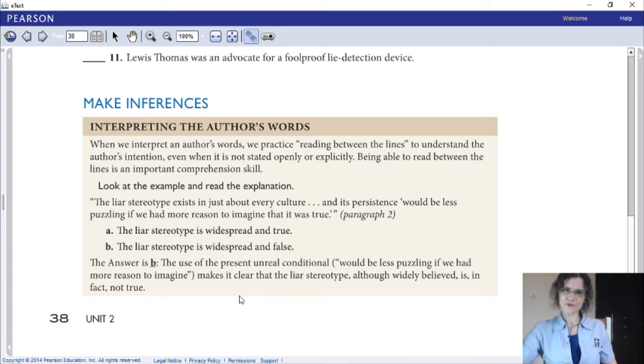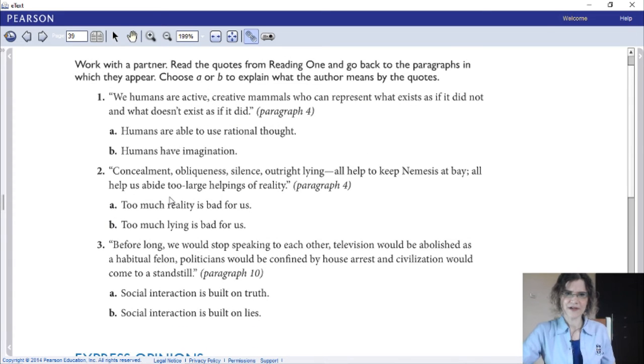The use of the present unreal conditional, "would be less puzzling if we had more reason to imagine," makes it clear that the liar stereotype, although widely believed, is in fact not true. So, by reading this statement and looking at the underlying meaning, reading between the lines, we know that the answer is B.